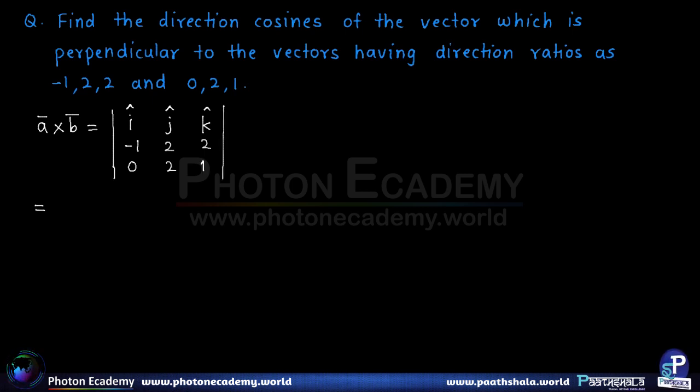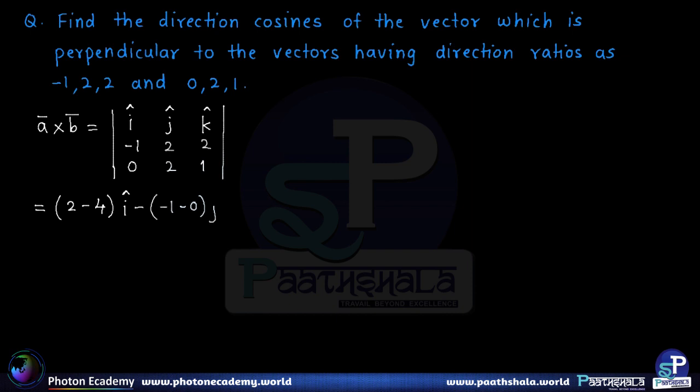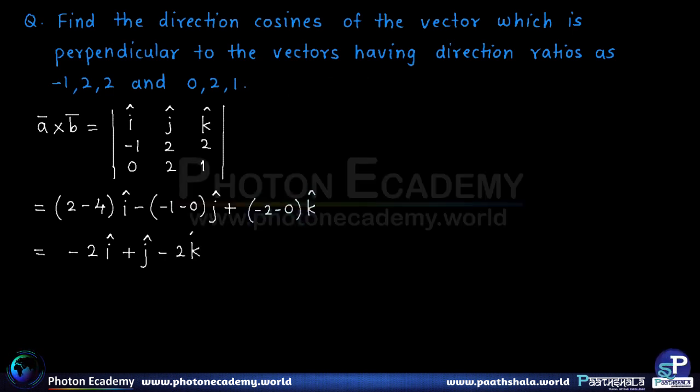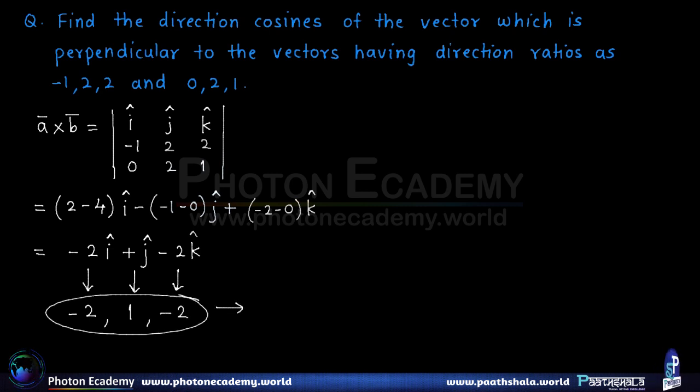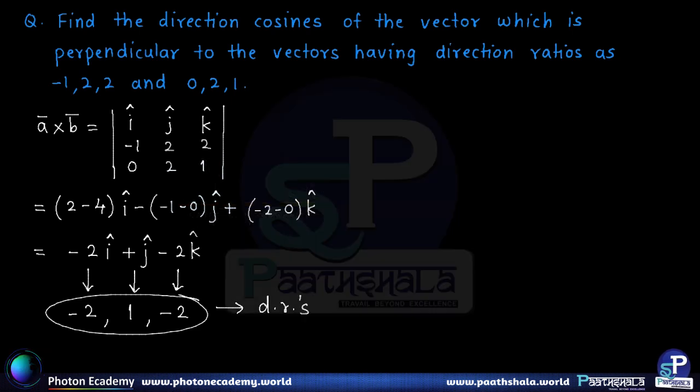So this turns out to be, in case of i, the coefficient 2 minus 4 times i cap, minus (-1 minus 0) times j cap, plus (-2 minus 0) k cap. Which is nothing but -2 i cap plus j cap minus 2 k cap. Since this is the vector in the required direction, its i, j, k coefficients, which are -2, 1 and -2, are nothing but the direction ratios of that particular direction.